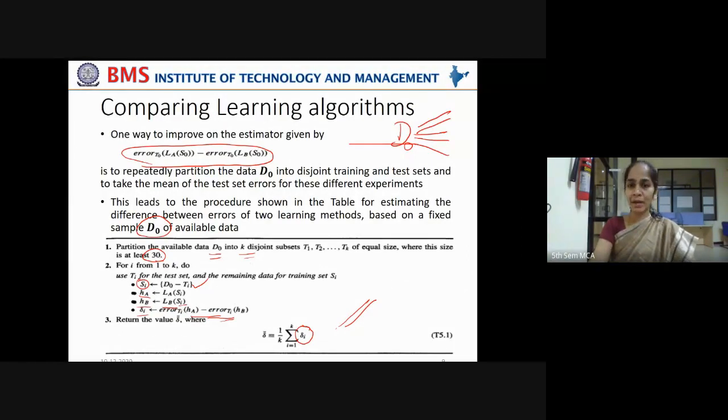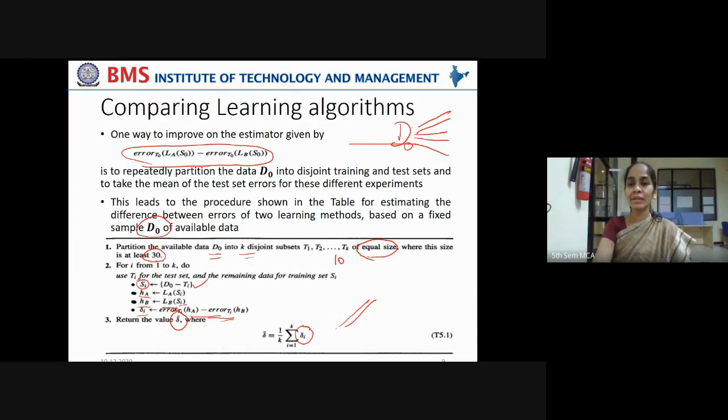So you make 10 partitions if you have 300 data points so that every partition contains 30 data points. Now in each iteration, one partition will undergo testing and the remaining 9 partitions will undergo training. After all the 10 iterations, you have some measures of test set errors. Add them up, average them. That will give you this delta bar. Let us see each of the steps once again. Partition the available data D naught into K disjoint subsets. How many subsets are we making here? 10 subsets, T1, T2 and so on up to Tk, of equal size.